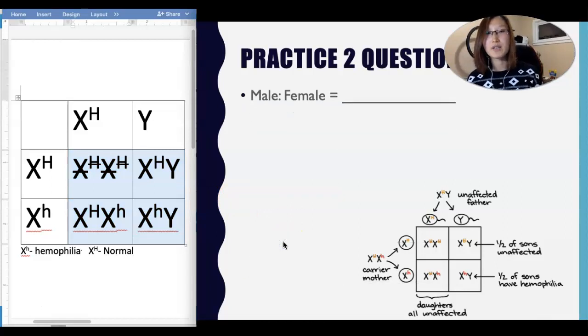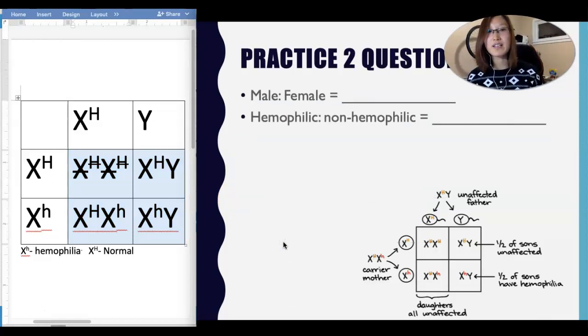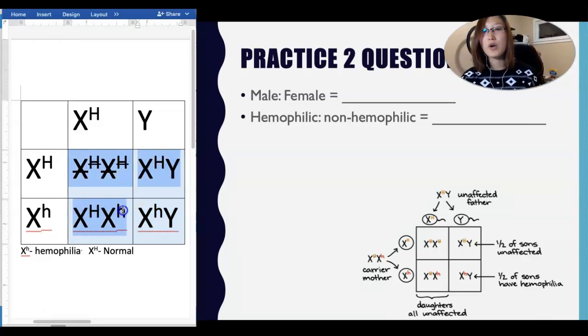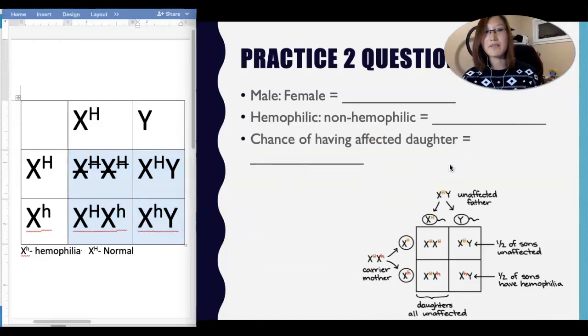So when we look at the questions, male to female is always 1-to-1. Hemophilic to non-hemophilic would be 3-to-1, right? Because these 3 boxes are all normal, and then this last one is hemophilic. And then we have the chance of having an affected daughter out of all the children. So on the test, again, I will specify whether I ask you affected daughter out of all the daughters or affected daughter out of all the children. So if I were to ask you chance of having an affected daughter out of all the children, well, it's going to be 0% anyway, right?